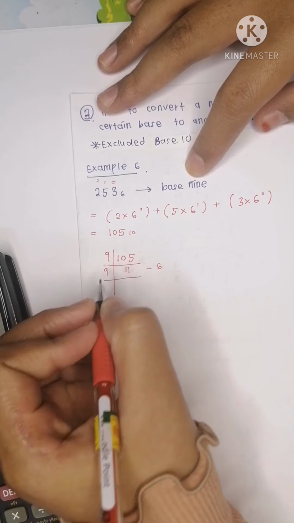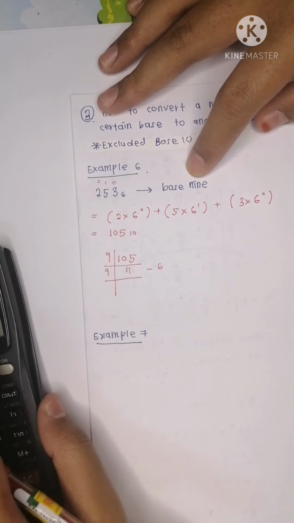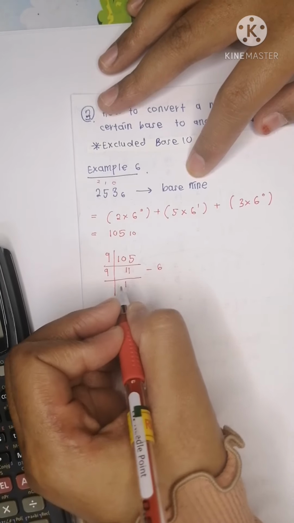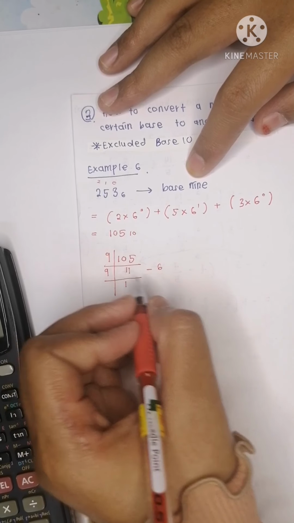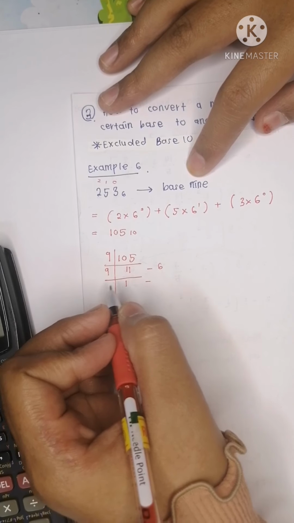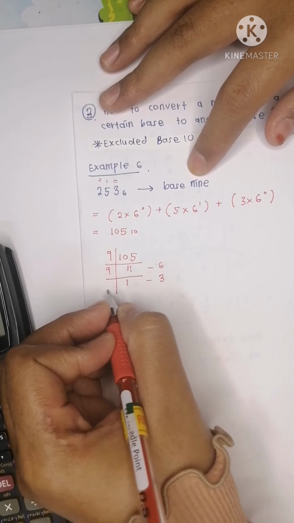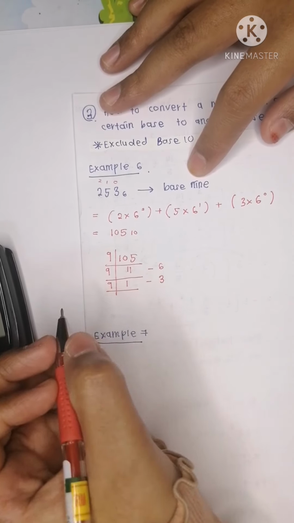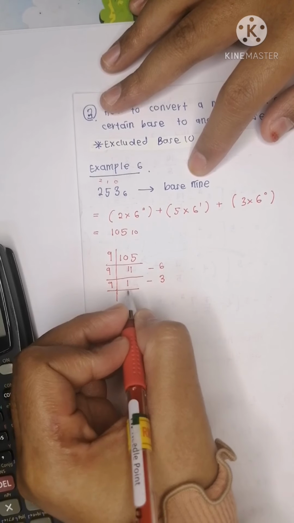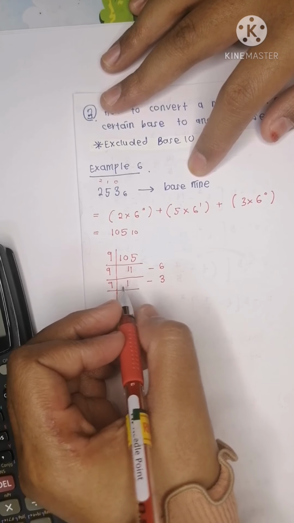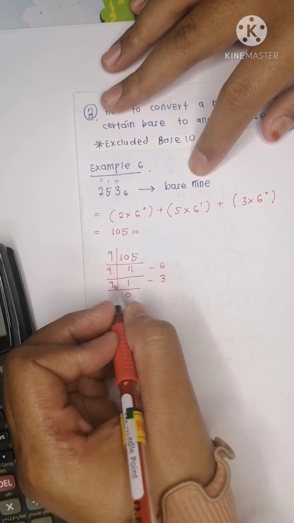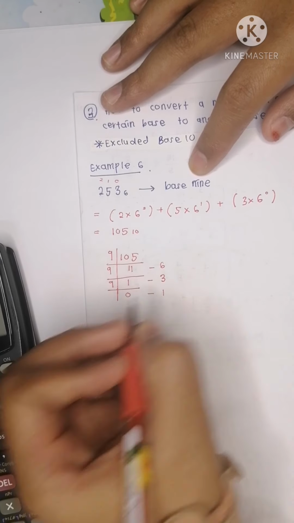And then divide by 9 again. Okay, so the nearest one is 1, right? So 1 times 9, 9. So 11 minus 9, you will get 3. Okay, now divide by 9 again. And then the nearest one smaller than 1 is 0. So 0 times 9, 0. So the remainder is 1.